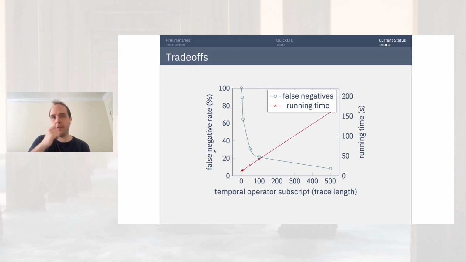And we also found that if we look at the subscripts that determine how far Quickstrom should look in the trace and how many actions it should do to produce a trace, the longer the trace is, obviously the longer it takes in a linear relationship, but we find the vast majority of bugs with only a trace length of 100. Any further increase in this trace length gives you diminishing returns.